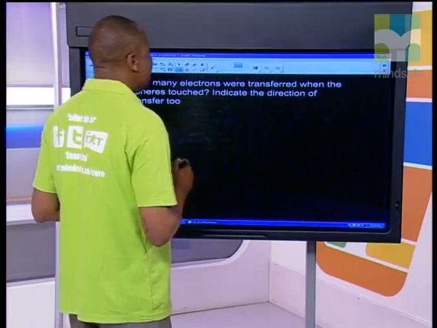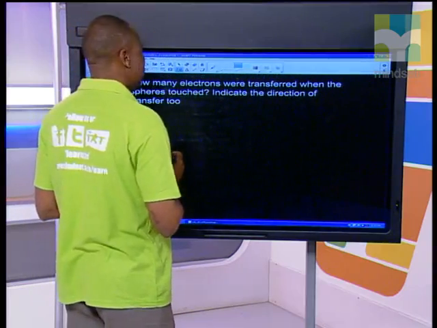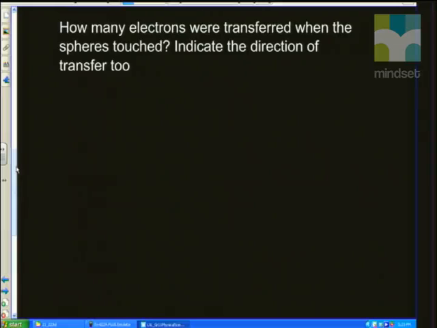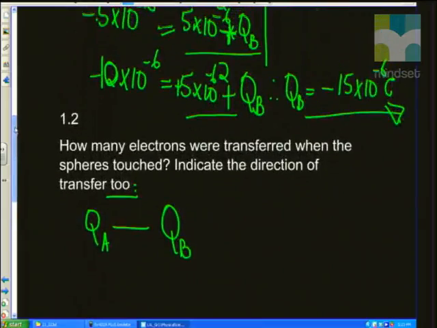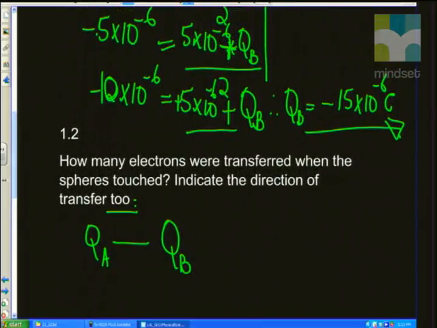It says how many electrons were transferred when the spheres touched. Indicate the direction of transfer as well. Okay. Now look, you had QA coming into contact with QB. Now we've just calculated that QB had a charge of minus 15 by 10 to the power minus 6.